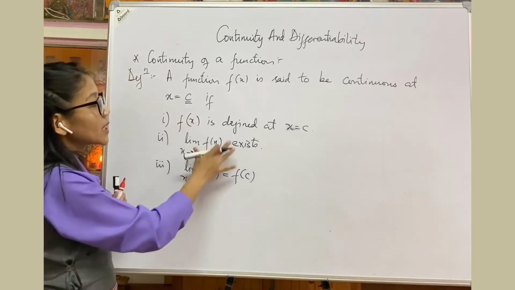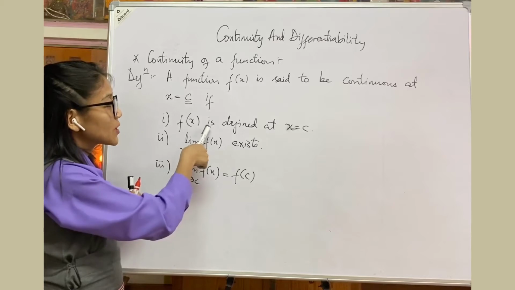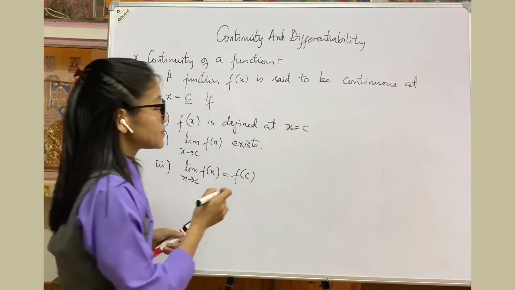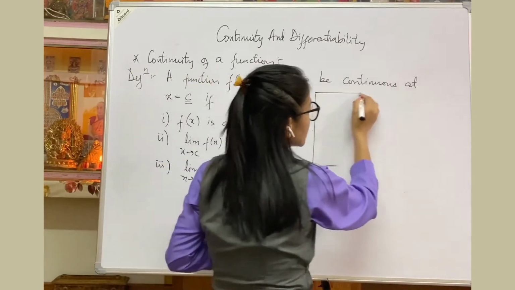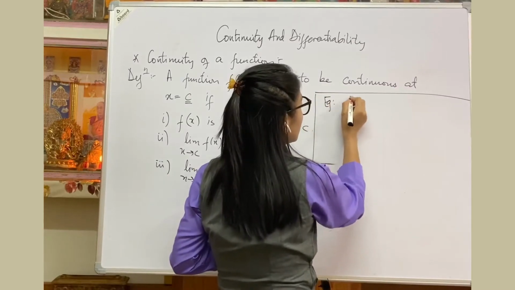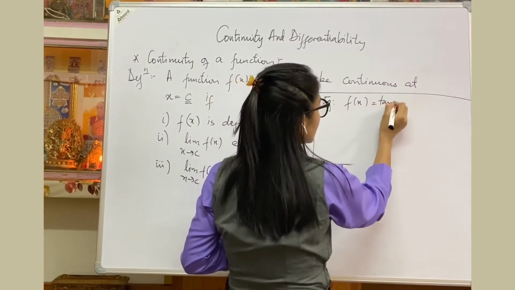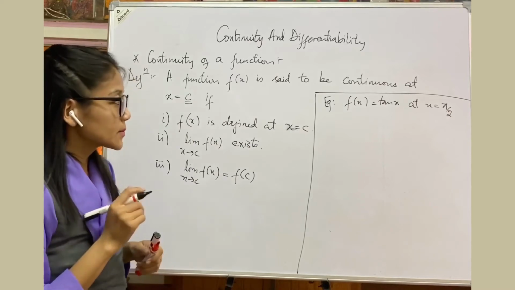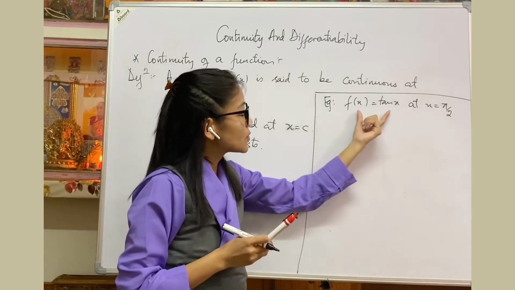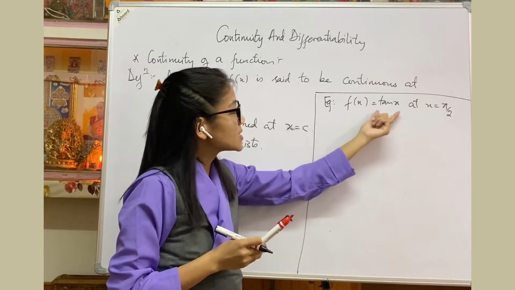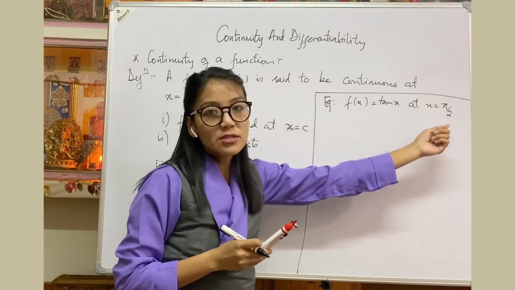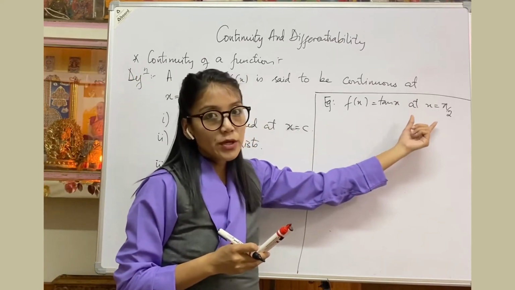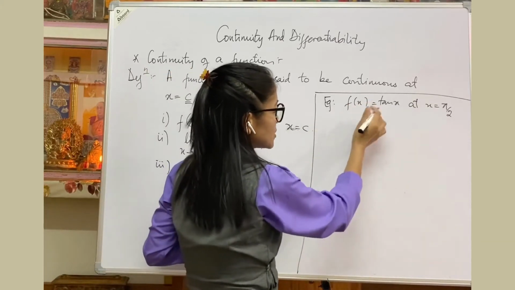Now, one by one, I will show you what happens when a function is not satisfying these three conditions, and how the graph of the function gets broken. First I will take the example f(x) = tan x at x = pi/2. We want to check whether this function f(x) = tan x is continuous at x = pi/2. Graphically we had seen that the function is discontinuous at this point. So now I will do this.